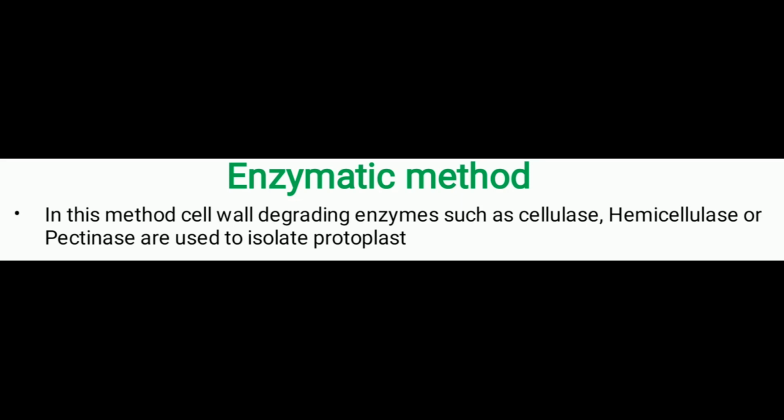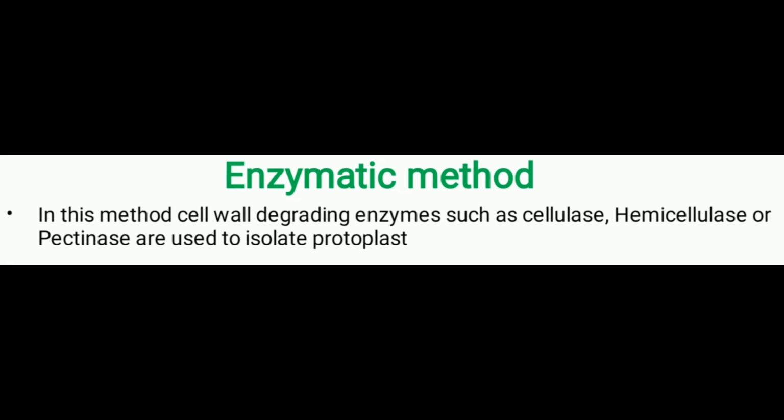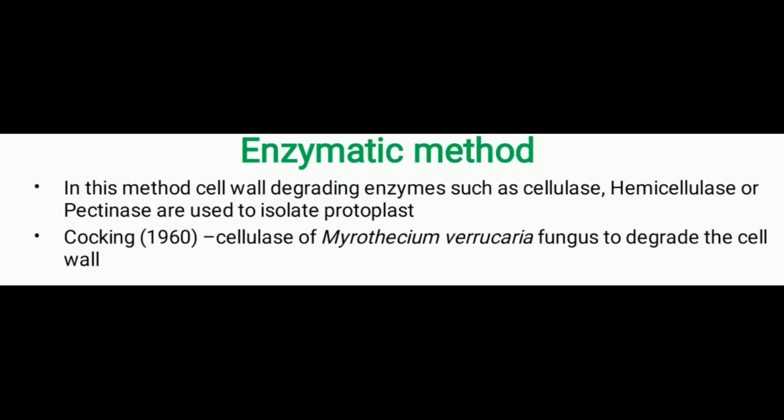The second method, the enzymatic method, applies the strategy of using cell wall degrading enzymes. The plant cells are incubated with cell wall degrading enzymes such as cellulase, hemicellulase and pectinase, and these enzymes disintegrate the cell wall integrity. The scientist Cocking first reported this, and he used cellulase from the species Myrothecium verrucaria to degrade the cell walls of plant cells.